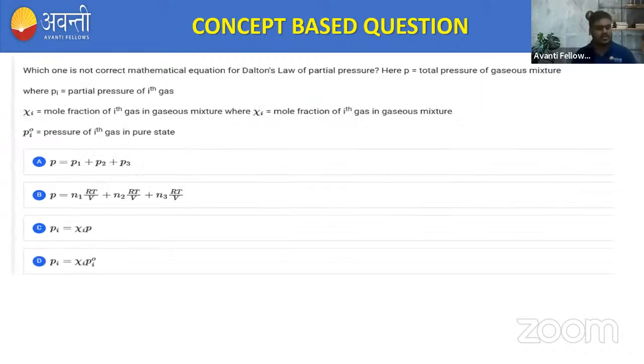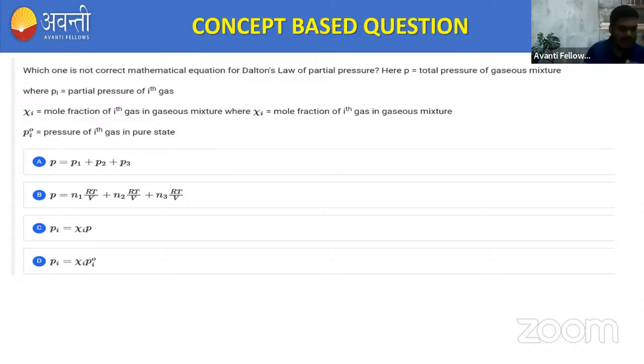चलो. Now the next question is: which one is not a mathematical equation for Dalton's law of partial pressure, where P is the total pressure of the gaseous mixture, Pi is the partial pressure of the ith gas, and Xi is the mole fraction of the ith gas in the gaseous mixture, right? And Pi naught is the pressure of the ith gas in the pure state. So बोल रहा है which one is not correct. So you have to identify which one is not correct.